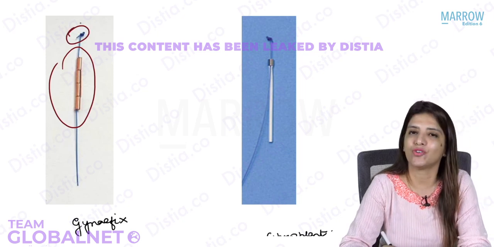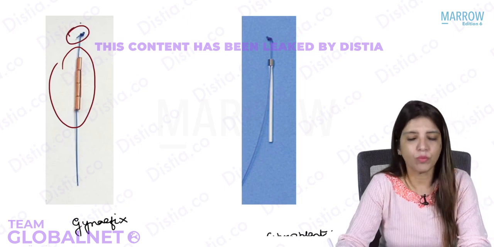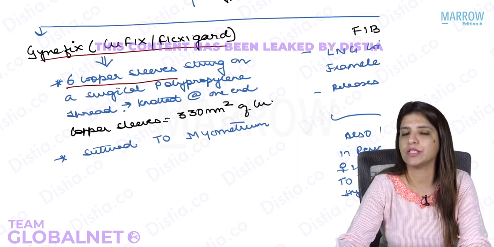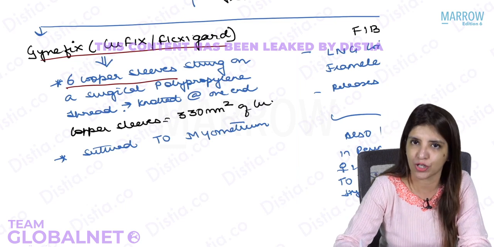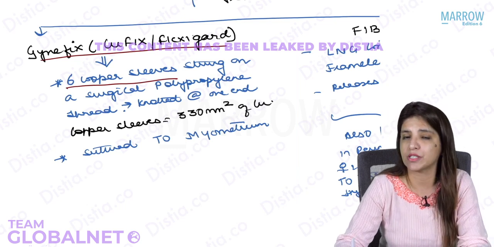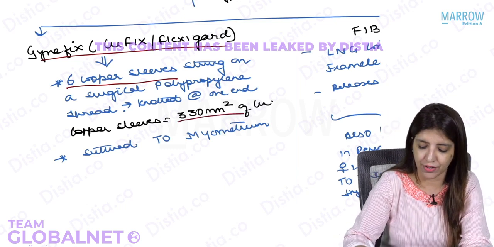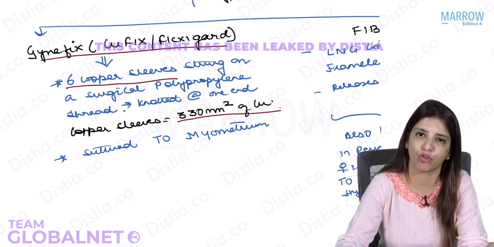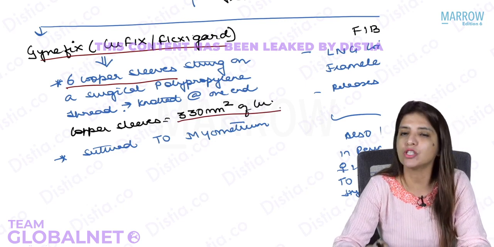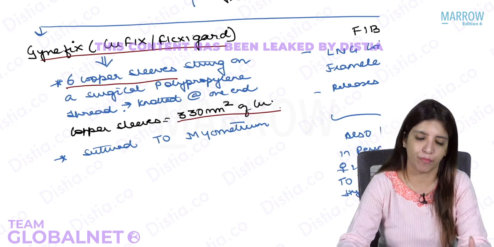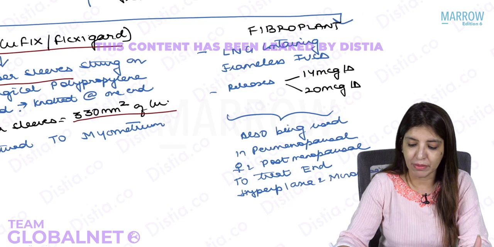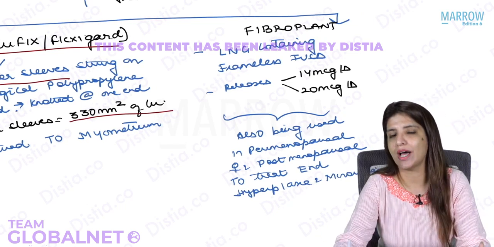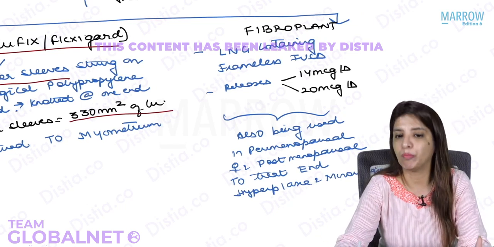Right? So one end of the string has a knot. Now, this frameless IUCD, which is Copperfix, has to be sutured onto the myometrium. And these 6 copper sleeves have got 330 millimeters square of copper. So a frameless copper IUCD is Copperfix, Gynefix or FlexiGuard, and a frameless levonorgestrel IUCD is a fibroplant, right?